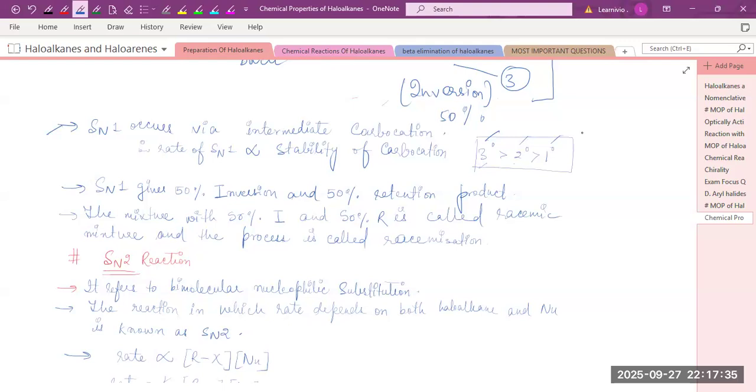And just opposite किसमें होता है? SN2 में. SN2 में the primary, then secondary, then tertiary. Got my point, Ali?